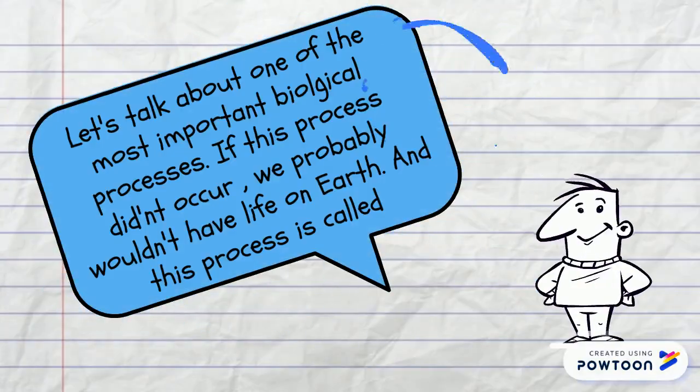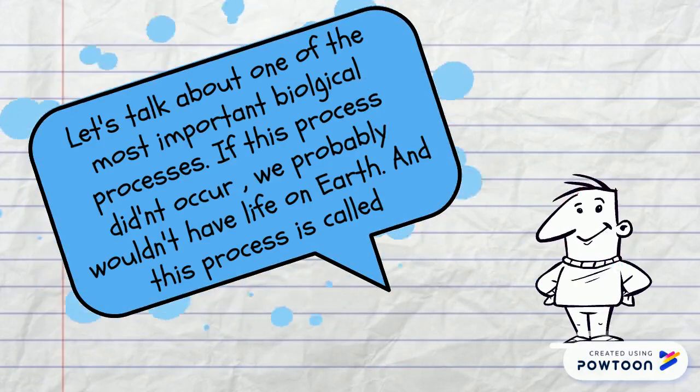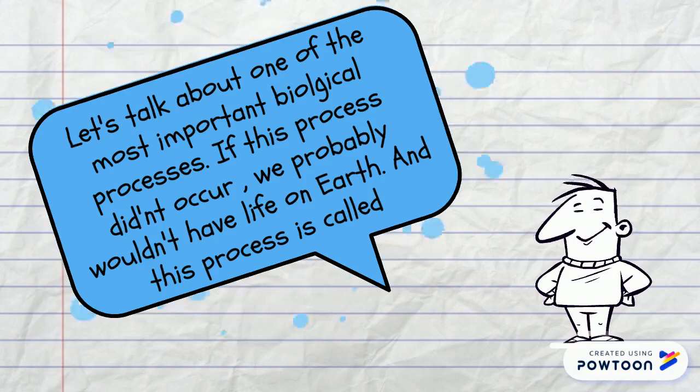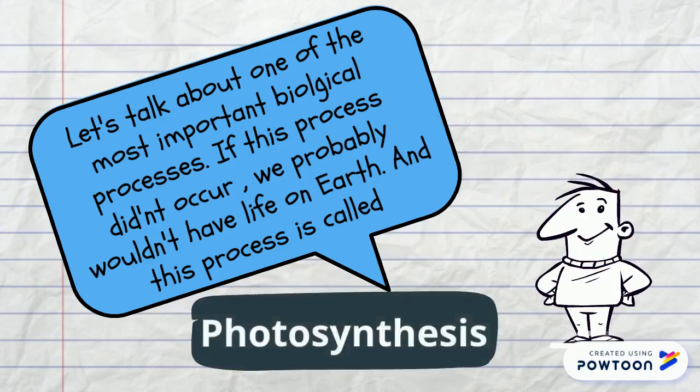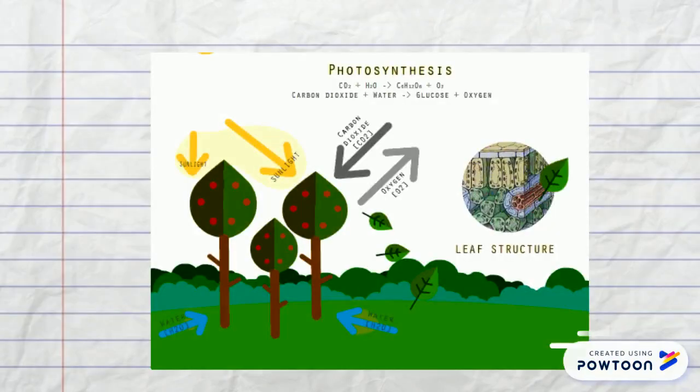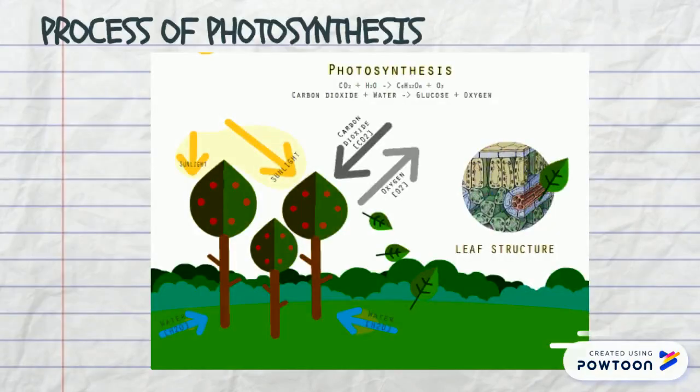Let's talk about one of the most important biological processes. If this process didn't occur, we probably wouldn't have life on Earth, and this process is called photosynthesis. And this is the process of photosynthesis.